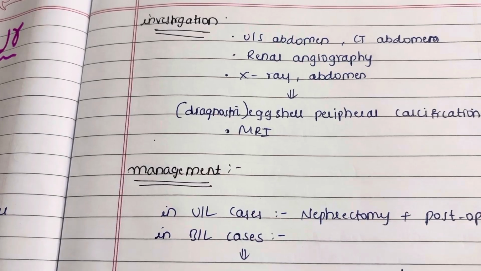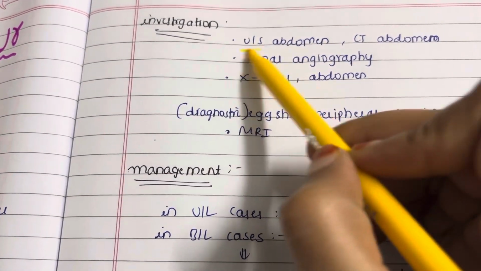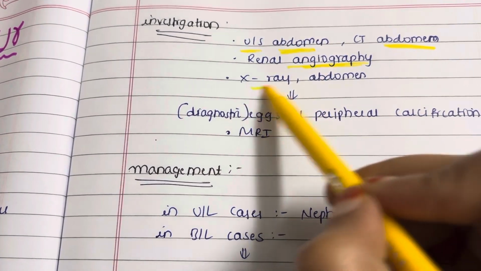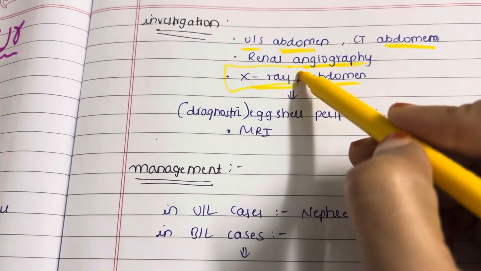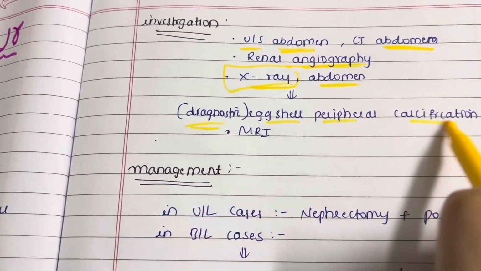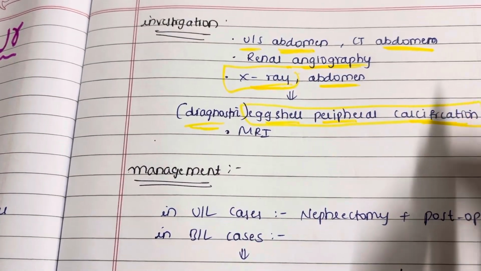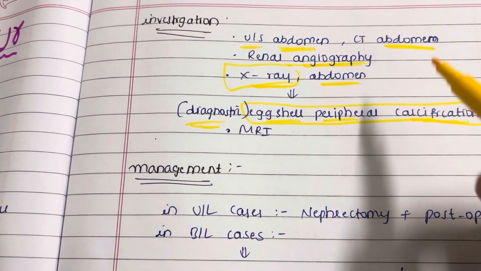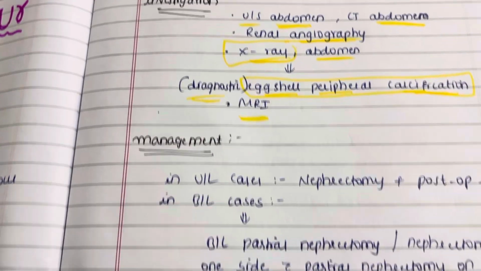Okay, now coming to the investigations. In the investigations you are going to do ultrasound abdomen, CT abdomen, renal angiography, x-ray of the abdomen, etc. And in the x-ray, this is the diagnostic feature. Remember, there is eggshell peripheral calcification. This is the diagnostic feature that is seen in the x-ray. And here you can also do an MRI.